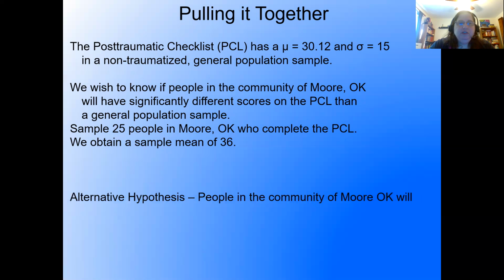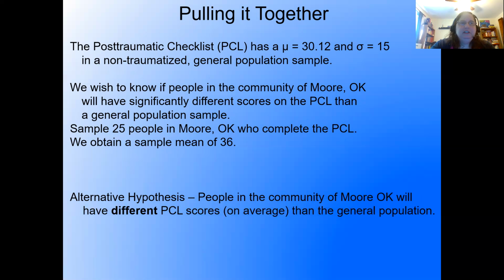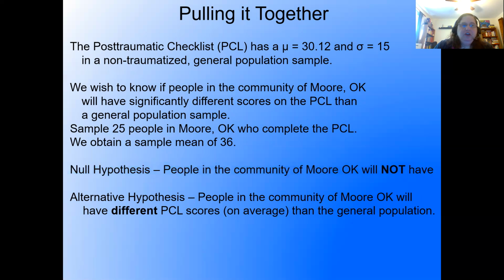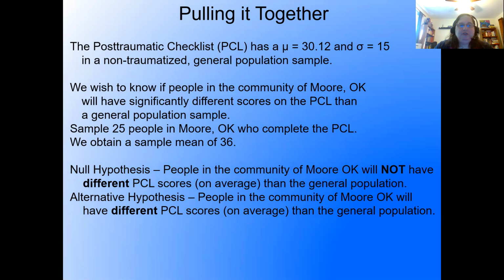Now, let's start with the alternative hypothesis, which, if you remember, we pull directly from the actual statement. People in the community of Moore, Oklahoma will have different, that's what it says up here, different PCL scores on average than the general population. Okay. So how do we get to the null? What's the word we add? It's not. Let's do the null. People in the community of Moore, Oklahoma will not have different PCL scores on average than the general population.